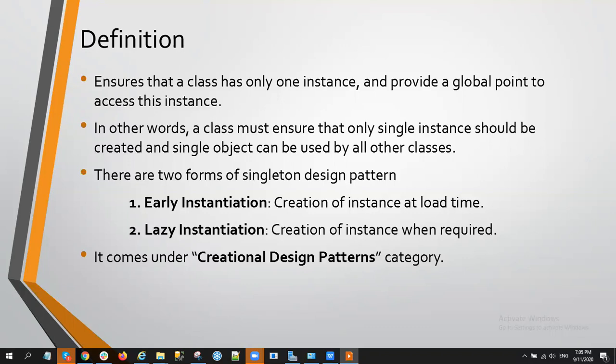Okay. So basically there are two forms of the singleton design pattern. One is early instantiation, which means it will create the object at the time of class loading. One more thing about early instantiation is that this is the easiest method to create a singleton class. The second one is lazy instantiation, which means it will create the instance when it is required. Okay. So in the upcoming slides, we will discuss these two forms a little more elaborately.